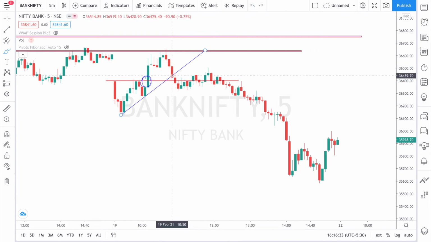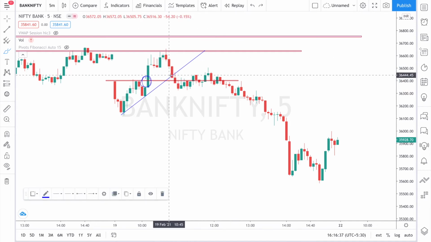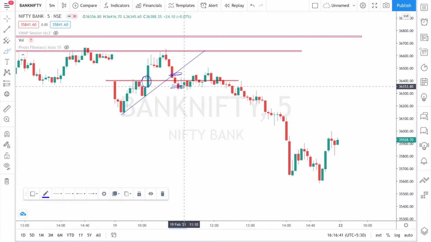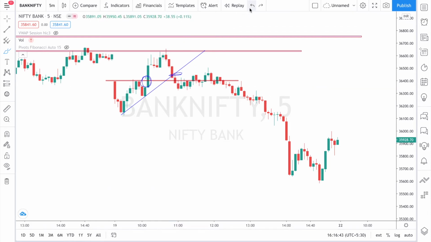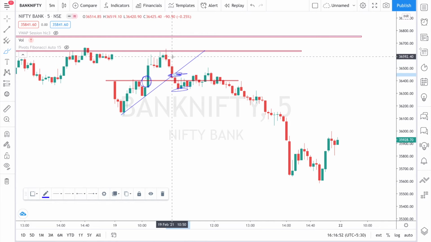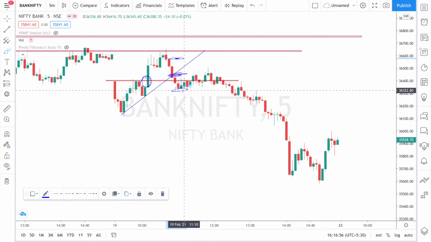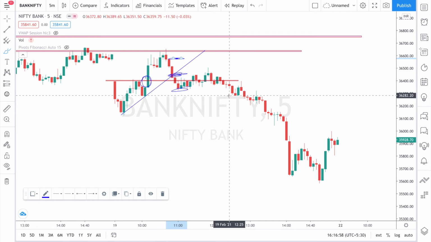So here Bank Nifty broke the breakout level. Even if you had not entered at this level, then at this candle we should have definitely entered. I prefer entering at this level, because at this level my stop loss is small. But even if you didn't enter at that level, there is a fantastic setup at this level.